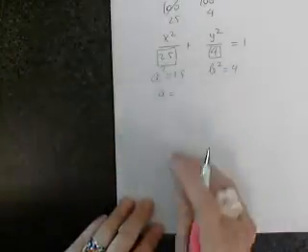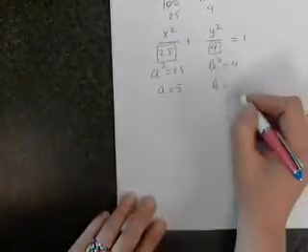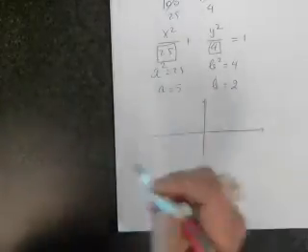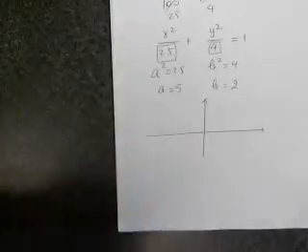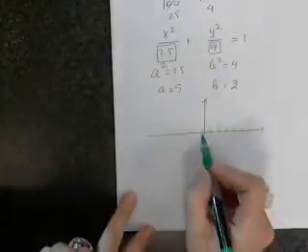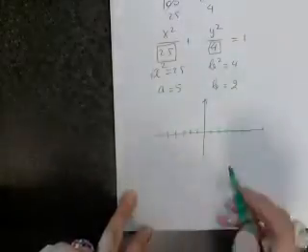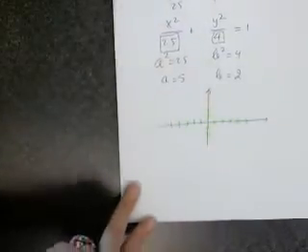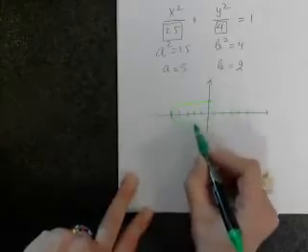X-axis. How much is a? Good. How much is b? Good. So let's graph this. One, two, three, four, 5 on the positive side of the x-axis. 1, 2, 3, 4, 5 on the negative side of the x-axis. Up 2 on the y-axis and down 2 on the y-axis. And now we're trying to connect.